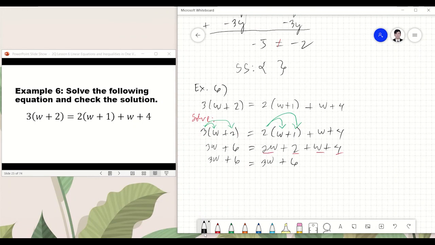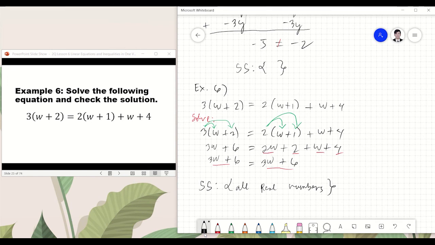Okay. So, if you notice, magkapareho sila, di ba? 3w plus 6 just equal to 3w plus 6. So, what will be our conclusion if that happens? Na yung left side natin is exactly the same as the right side. Ibig sabihin nito, yung solution set naman natin, all real numbers can be a possible solution to the equation. So, lahat ng real numbers na alam natin, pwede natin siyang gamitin to make the equation a true statement.